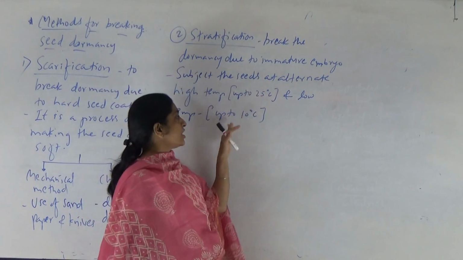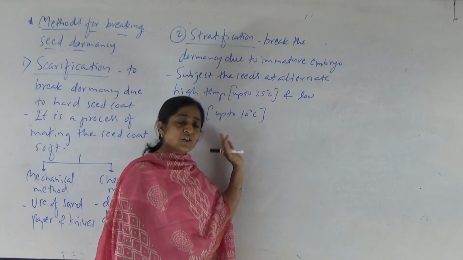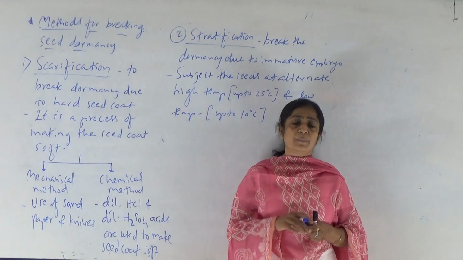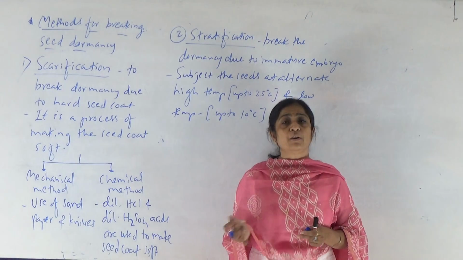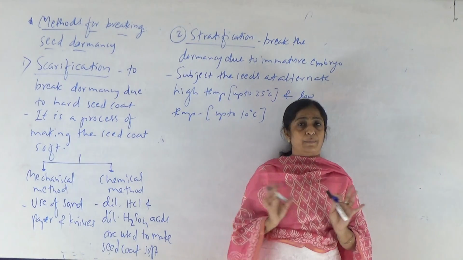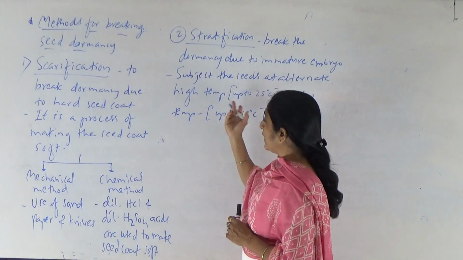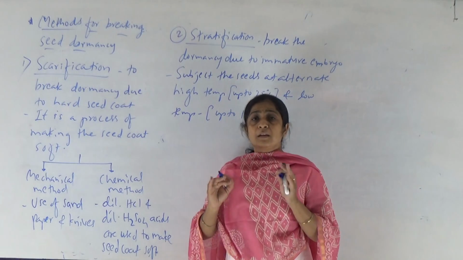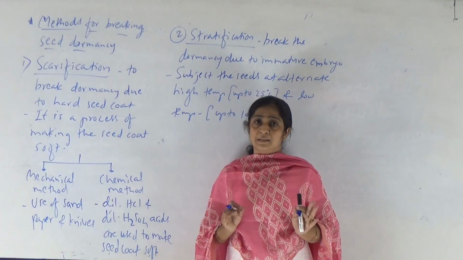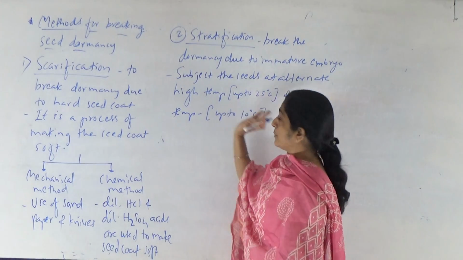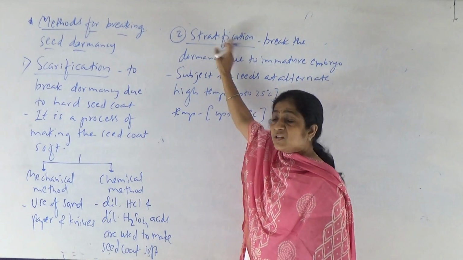Now, the temperature ranges given can be different in different cases, but generally 0 to 10 degree centigrade is low temperature treatment, and 15 to 25 degree centigrade is said to be high temperature treatment. So subject the seed alternately to low and high temperature. That will help in complete growth of the embryo inside the seed, and after complete growth of the embryo, seeds are ready for germination. The method is known as stratification.